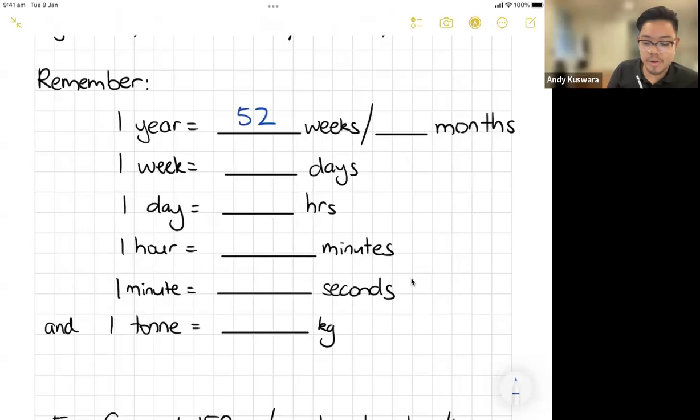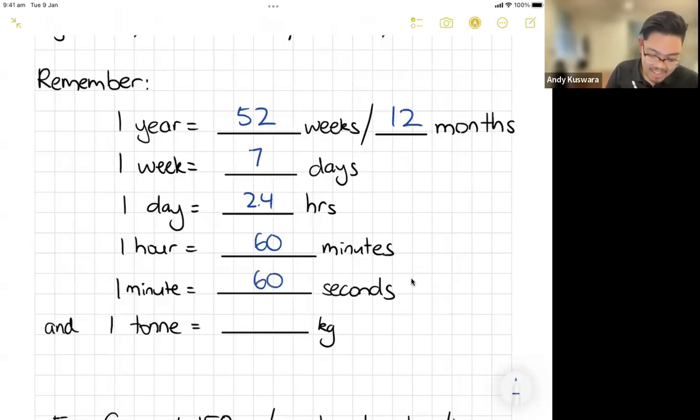There's 52 weeks in 1 year, but we also know that there's 12 months in the year. Okay, January, February, you get the idea. 1 week is 7 days. Hopefully you knew that. 1 day is 24 hours. 1 hour is 60 minutes. 1 minute is 60 seconds.